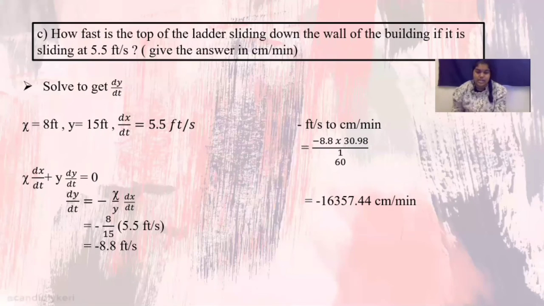Before we finalize our answer, we must change the unit to centimeter per minute as requested. So once we change, we will get this answer. That's the answer. The negative value indicates the top of the ladder is sliding down the wall in the negative y direction. That's all from me.